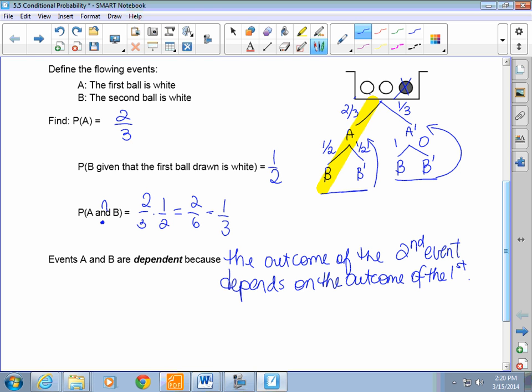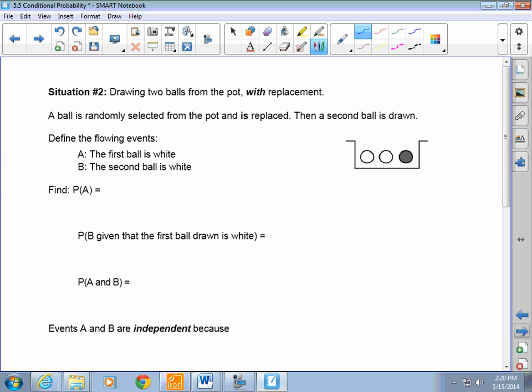So that, by definition, is why this would be a dependent event, because we didn't replace it, so what we selected the first time was going to impact what we selected the second time. So what happens then if you do replace that ball? It says the ball is randomly selected from a pot, but then it's put back and a second draw is made. So how does that affect the probability that the first ball I get is white and the probability that the second ball I get is white?